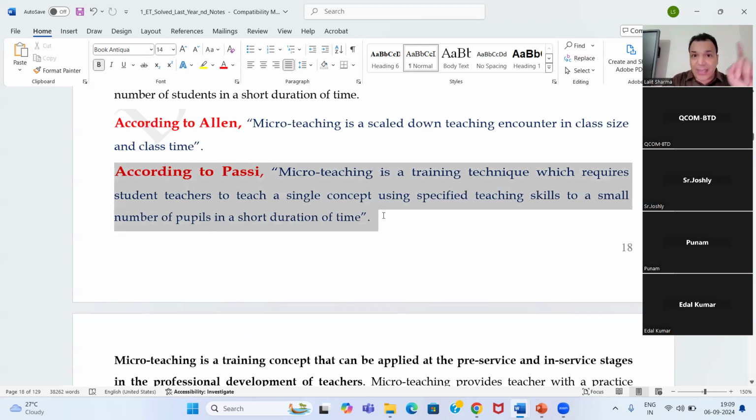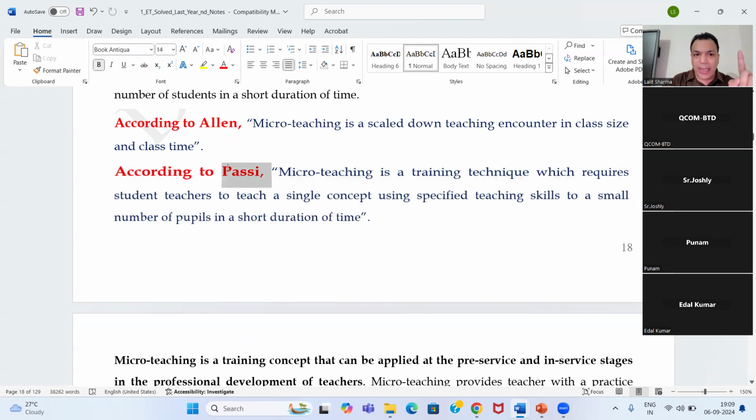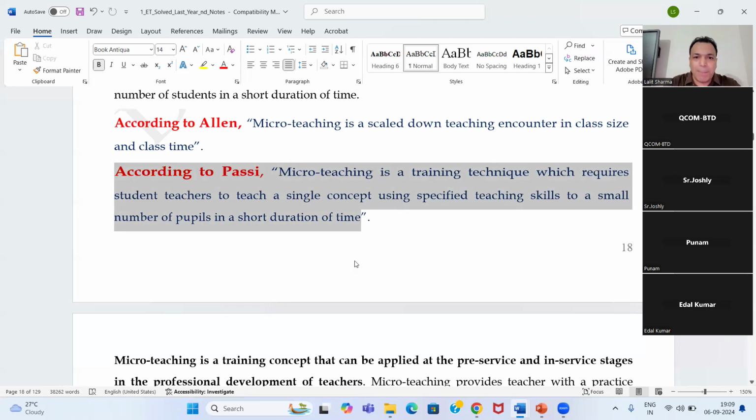According to Passi, and guys, you must remember, B.K. Passi is known as the father of micro teaching. Yes, okay, you must know that. He is the father of micro teaching. This question many times comes in the exam. According to Passi, micro teaching is a training technique which requires student teachers to teach a single concept using specified teaching skills to a small number of people in a short duration of time. This concept is clear to you, no?